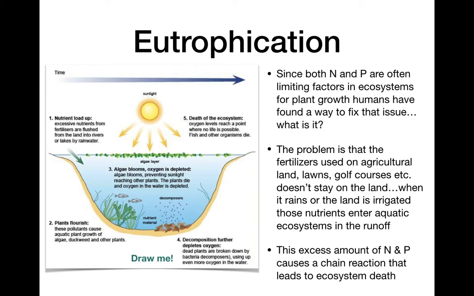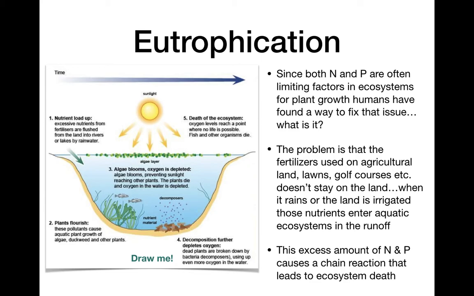But everything in an ecosystem has to be in balance and equilibrium, and this upsets the equilibrium in these aquatic ecosystems. The third step is where things start to go wrong. Algae starts to bloom. There's a huge number of algae growing at the same time.